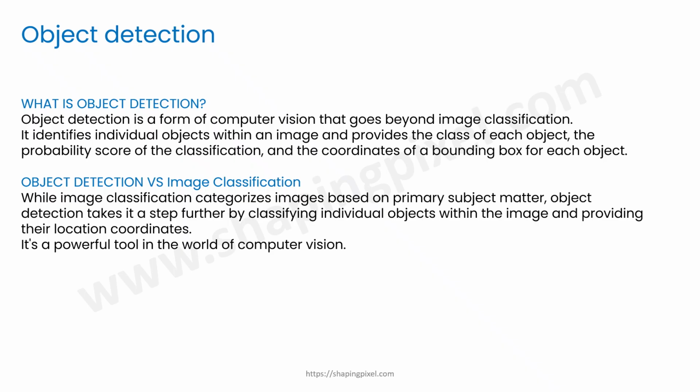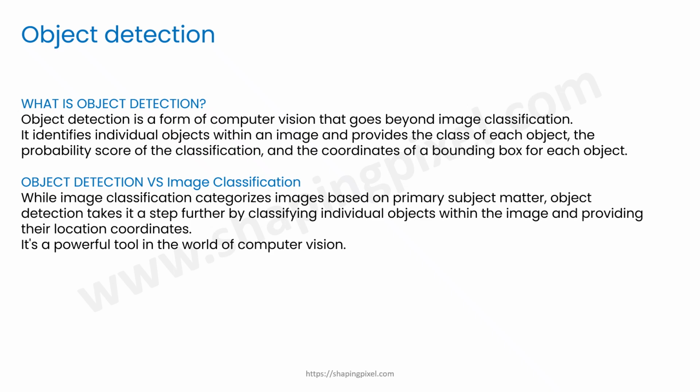Ever wondered what object detection really is? Let's dive in and find out. Object detection is a form of computer vision that goes beyond image classification. It identifies individual objects within an image and provides the class of each object, the probability score of the classification, and the coordinates of a bounding box for each object.